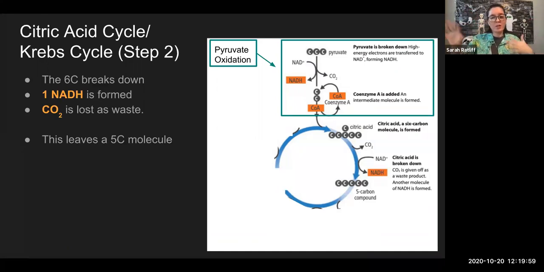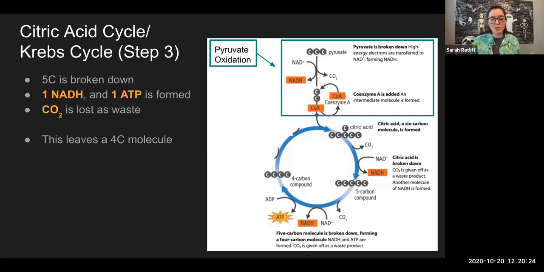we're removing 1 of those carbons through CO2. We don't need CO2. That's our exhale waste. Bye, see you later. And in that process, we're creating another NADH, getting some electron carriers. We're left over with 5 carbons. So we got rid of 1 through carbon dioxide and creating this NADH. There are 5 carbons left in our molecule.